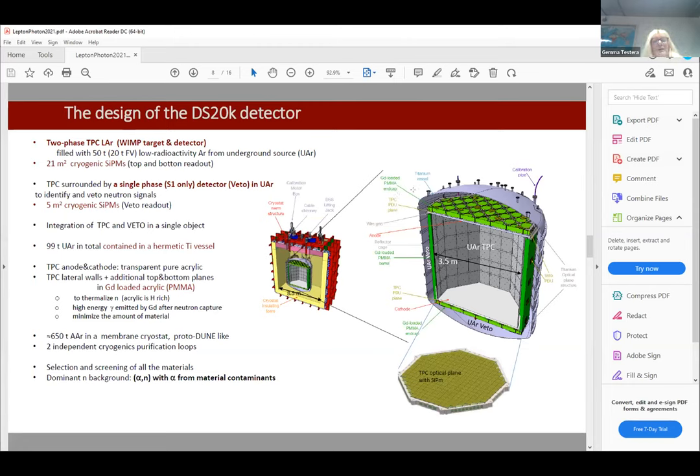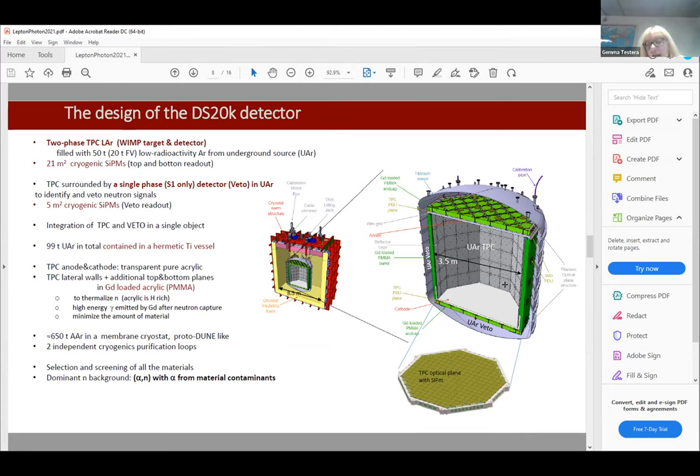Taking all into account, this is the design of the DarkSide-20K detector that is now approved and included in our technical design report. It is fully based on argon. The sensitive part is underground argon, a double phase TPC, which is 3 meters and a half high and 3 meters and a half wide, with an octagonal shape. This double phase TPC is read by cryogenic SiPMs on top and bottom. We have about 21 square meters of cryogenic SiPMs that read the TPC light.